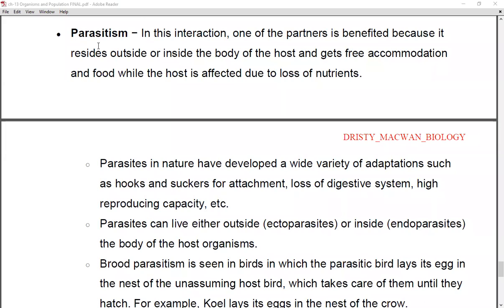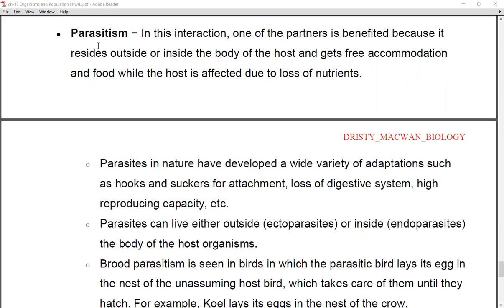Now the exam, normally parasitism is what? There are two partners, and one partner is said to be the host and the second is said to be the parasite, right? The parasite feeds on the host body and takes up all the nutrients from the host body. So here the parasite is beneficial, while the host body is affected because all the nutrients are lost.